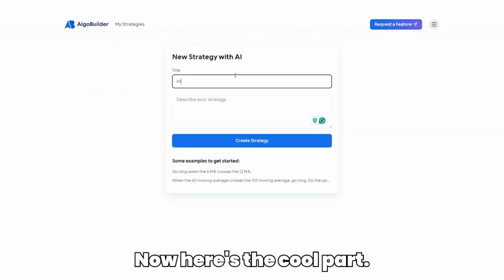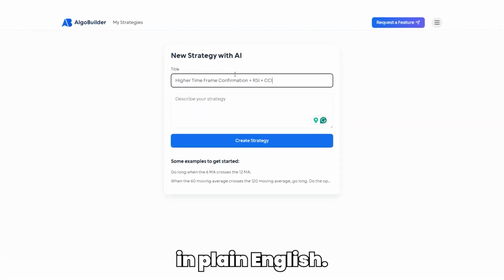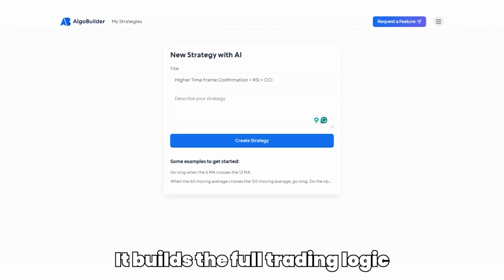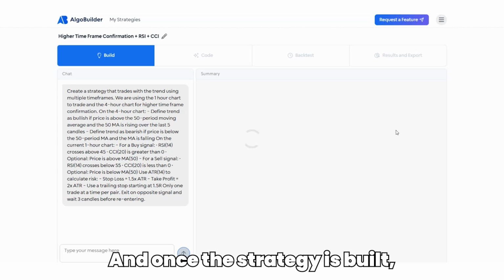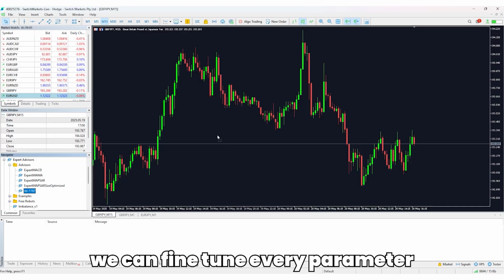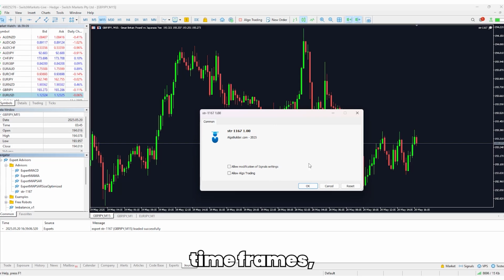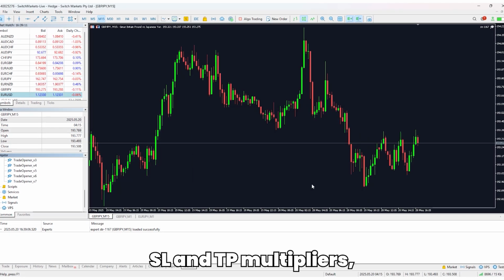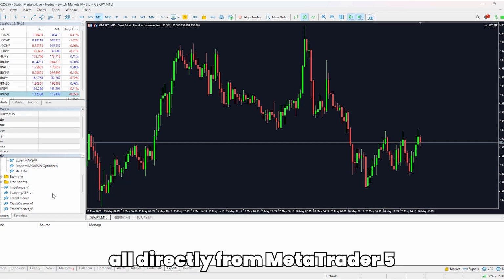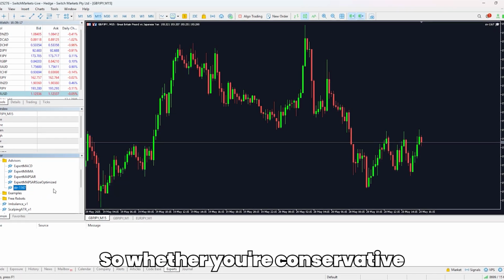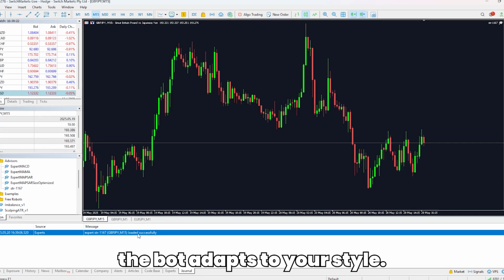Now here's the cool part. We just described this strategy to AlgoBuilder's AI. Step by step, in plain English, it builds the full trading logic for us, including all the blocks and conditions. And once the strategy is built, we can fine-tune every parameter: the moving average periods, timeframes, SL and TP multipliers, and even the risk settings, all directly from MetaTrader 5's settings panel. So whether you're conservative or aggressive, the bot adapts to your style.